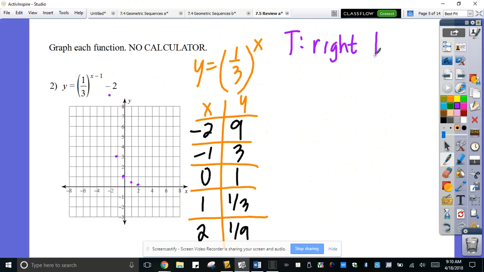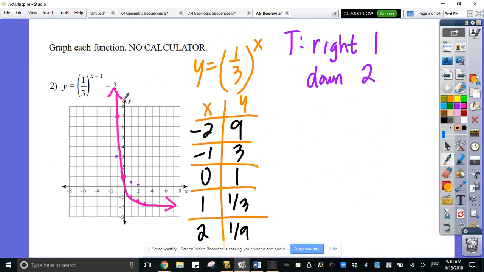And then there's a -2 here that tells us to go down by 2. So we go right 1, down 2, right 1, down 2. So that pink point there. Right 1, down 2. There. And this will be the pattern like that. Okay, if we connect them all, the graph will be a smooth curve like that.